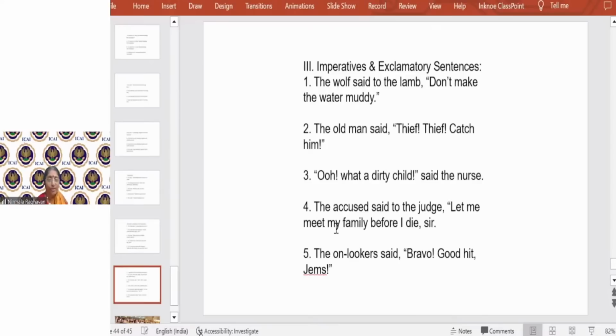Fifth one, the onlookers cheered James. The onlookers cheered James and said, good hit, or exclaimed, or praised, whatever. Onlookers expressed, yes, you're right. Is it, the old man shouted that there was, oh, no. Sushmita, that cannot be right. You don't have to write so much. Shouted that there was a thief.